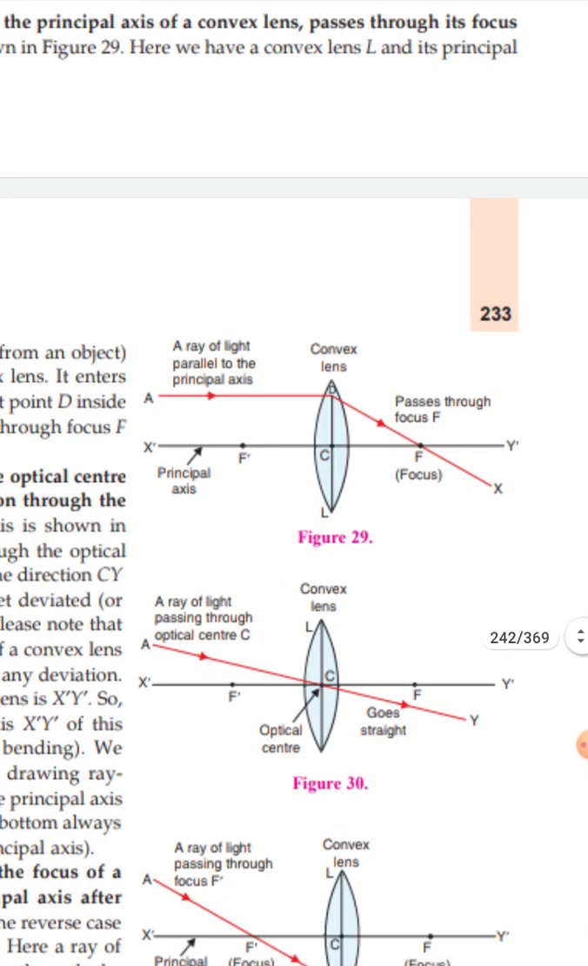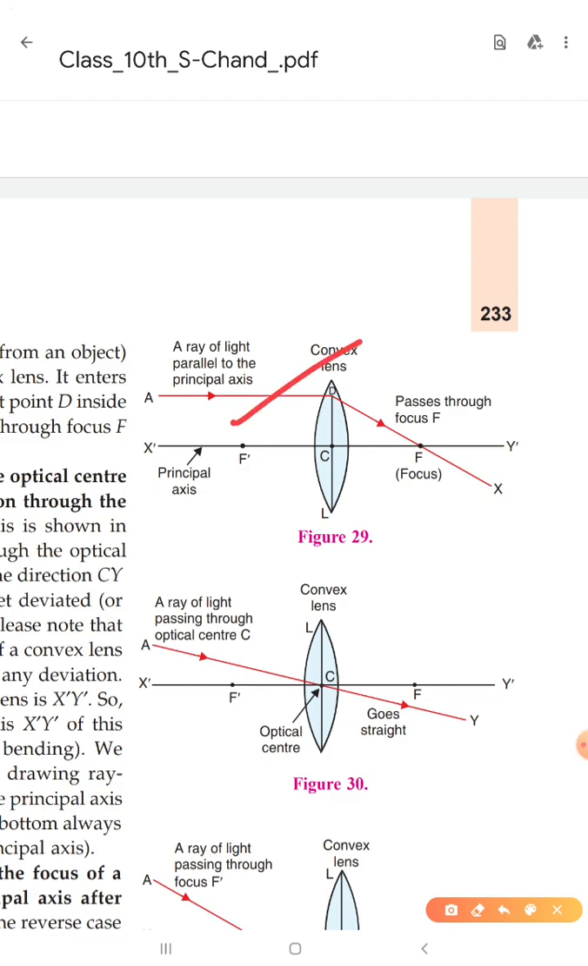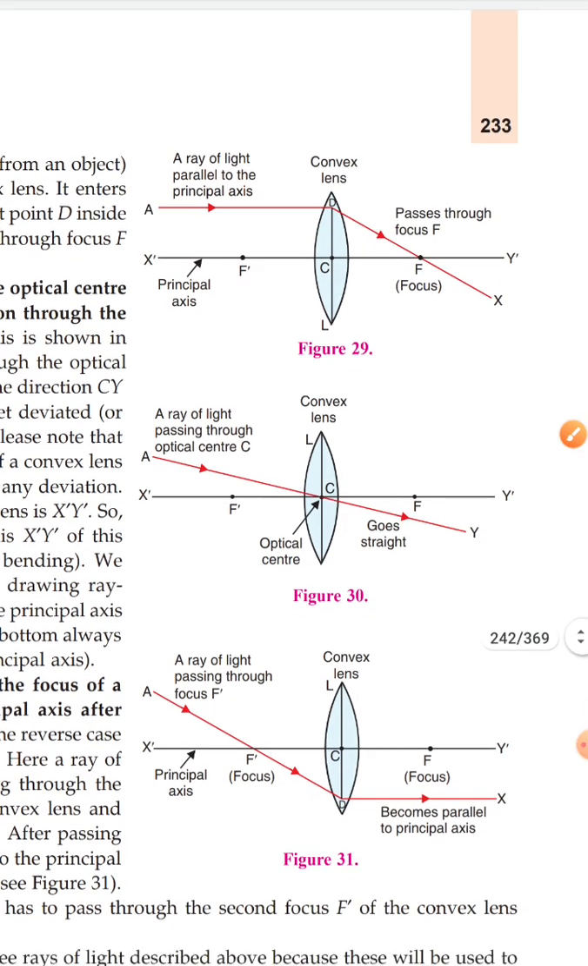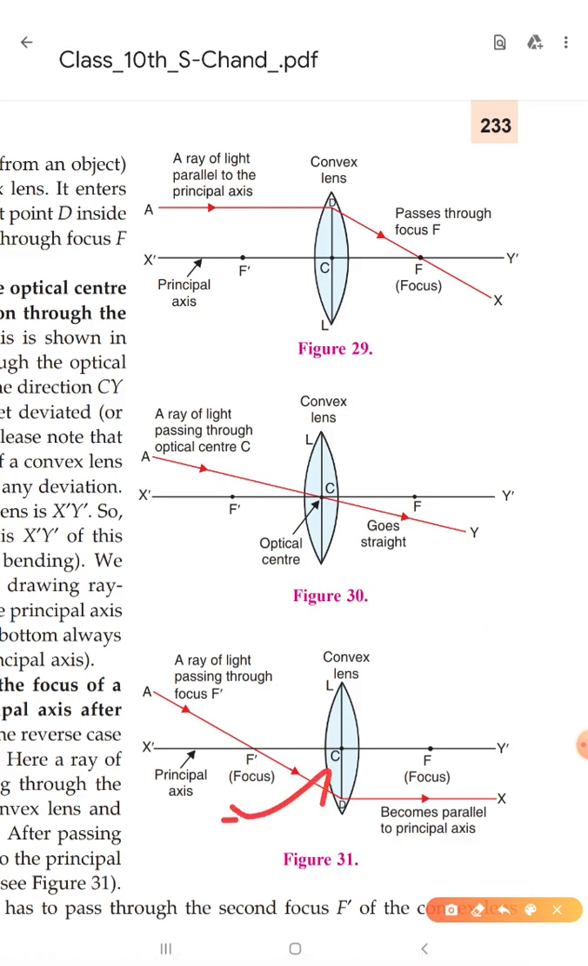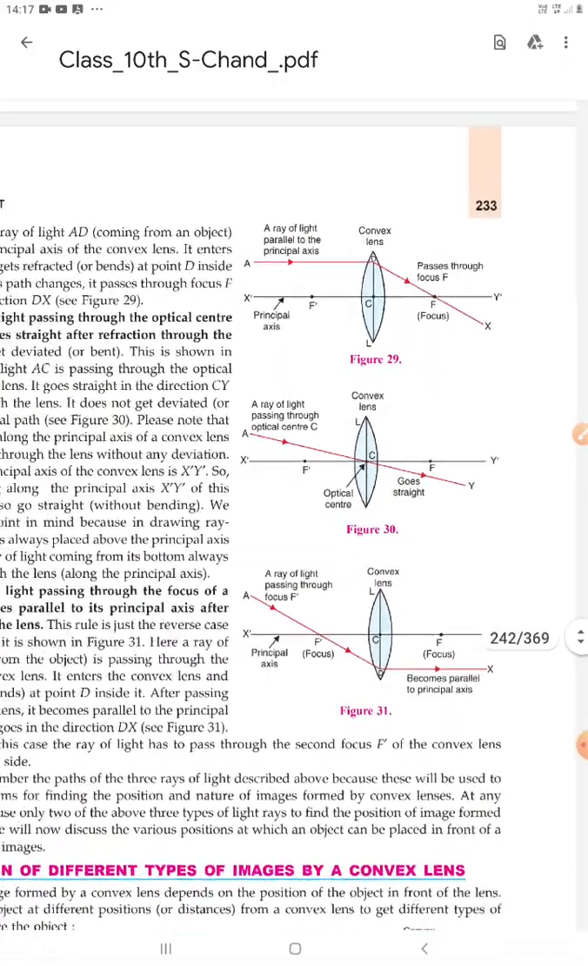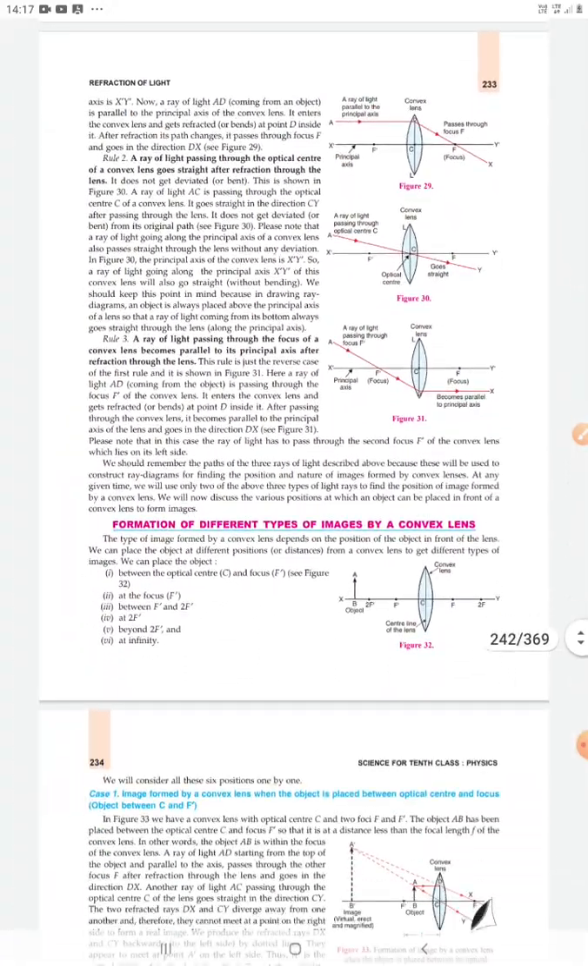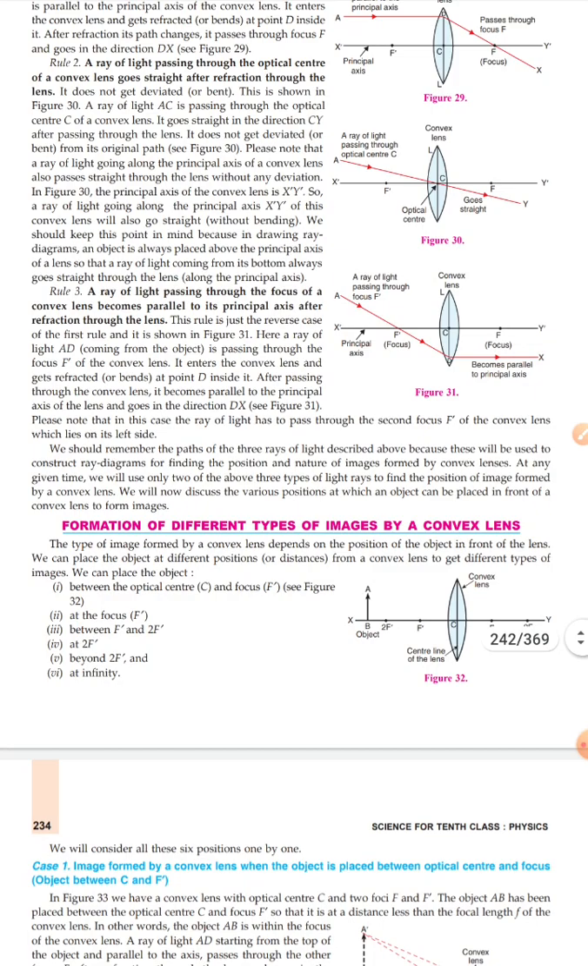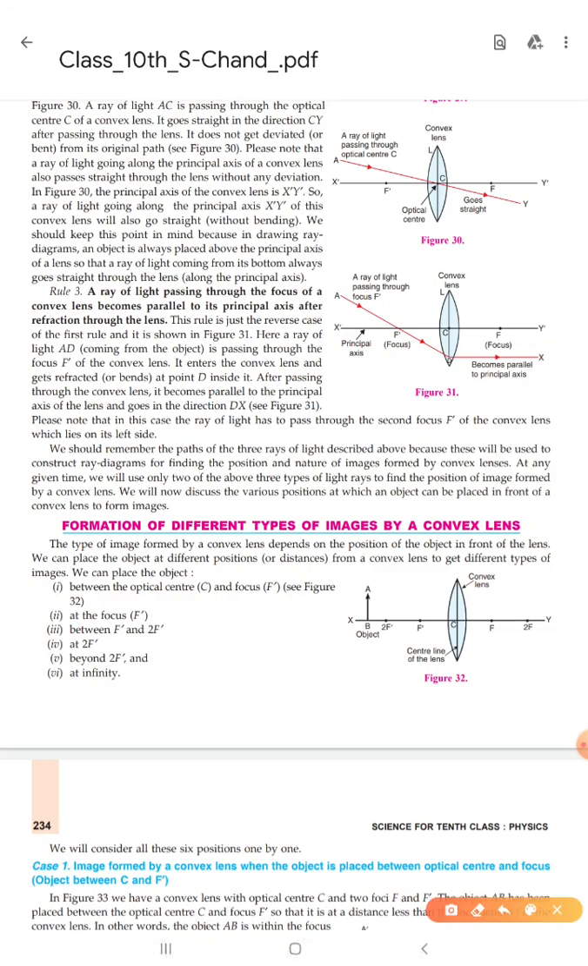First rule: when a ray of light is parallel to the principal axis, after refraction it moves through the focus. Number 2: when a light ray moves through the optical center, it goes straight. And number 3: when a light ray moves through the focus, after refraction it becomes parallel to the principal axis. So these are the rules to find the image for a convex lens. Then we have different cases for formation of images by a convex lens.